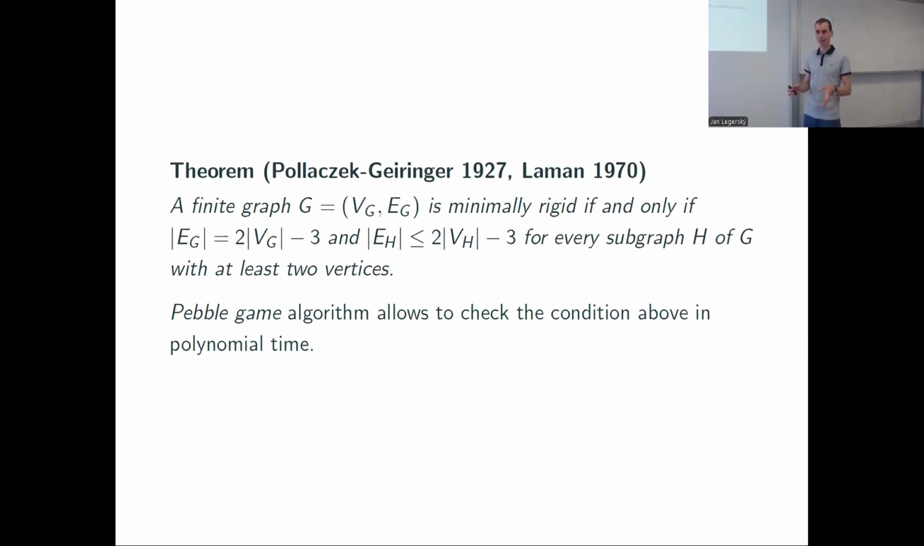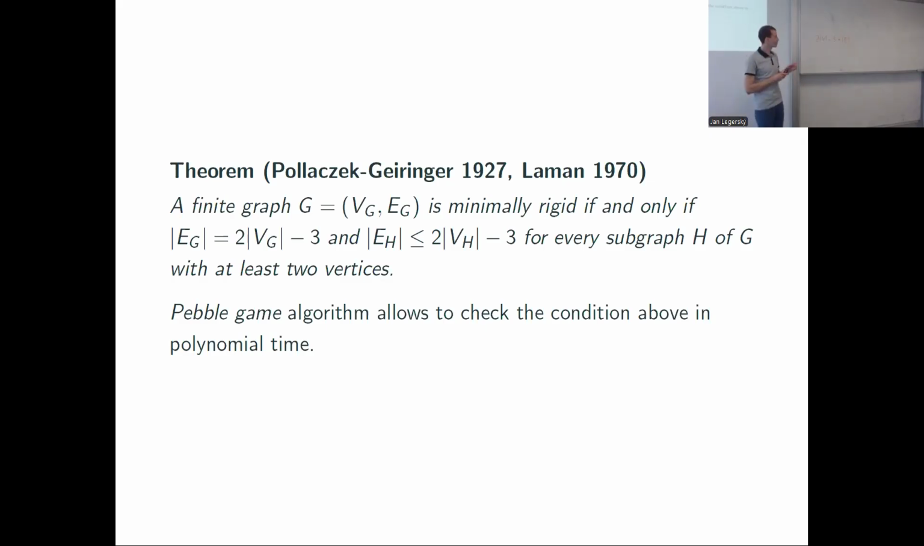And now looking at this generic behavior, Pollaczek-Geiringer proved in the 30s, and it was rediscovered by Laman in the 70s, that a graph is minimally rigid, so I'm looking only at the graph, the generic behavior, if and only if certain conditions are satisfied. The first condition is that the number of edges of the whole graph is twice the number of vertices minus 3, which is a number I want to write on the blackboard, because in rigidity theory it is a magic number. So the number of edges is 2n minus 3, where n is the number of vertices.